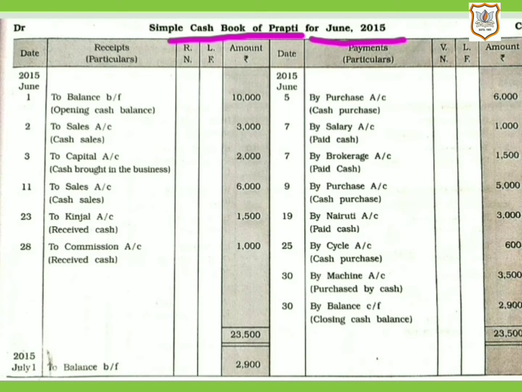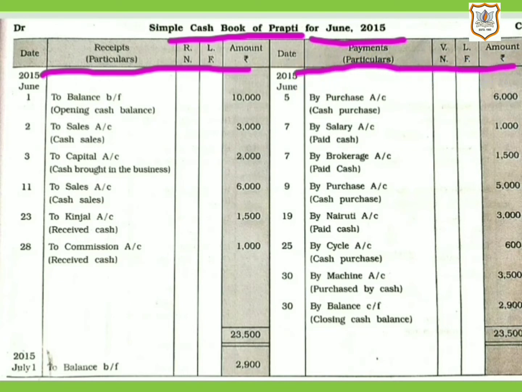In cash book, only cash transactions are recorded. Cash receipts and payments are recorded. As the format of cash book is like the structure of an account, it is divided into two parts. The left side of the cash book is known as debit side or receipt side. Here is the left side, that is debit side, or we can also call it receipt side. And the right side of the cash book is known as credit side or payment side.